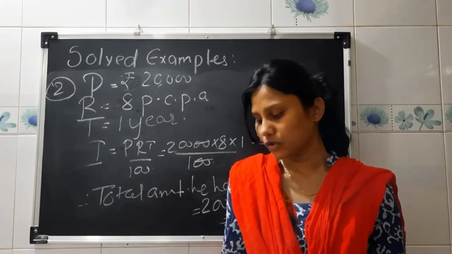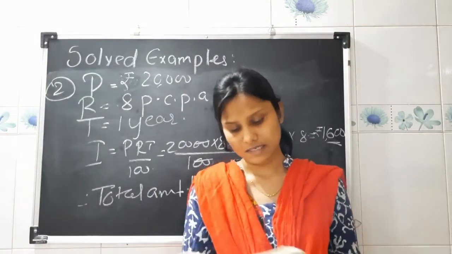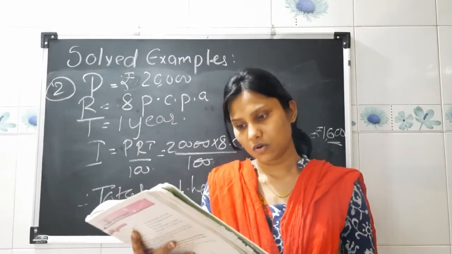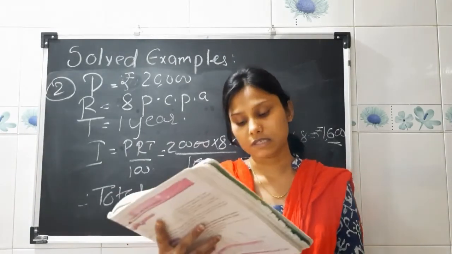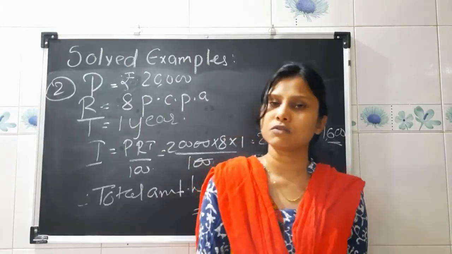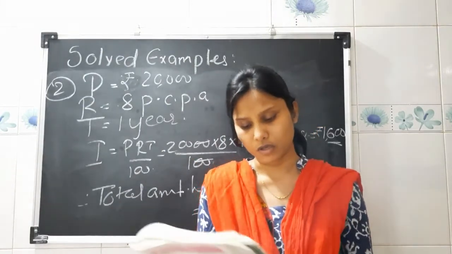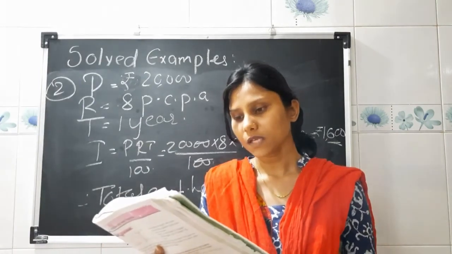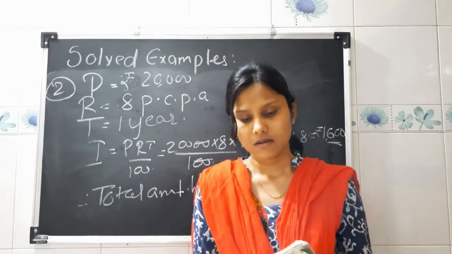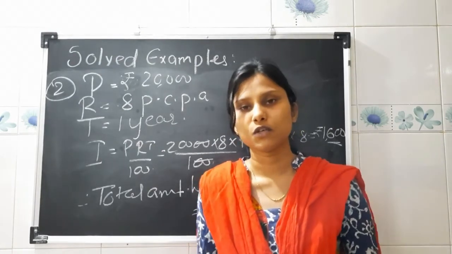So today we have seen the two solved examples given on page number 76. In the next lecture we will start our practice set 35, and we will complete our lesson number 14. Your homework today is to practice these two solved examples in your maths notebook.